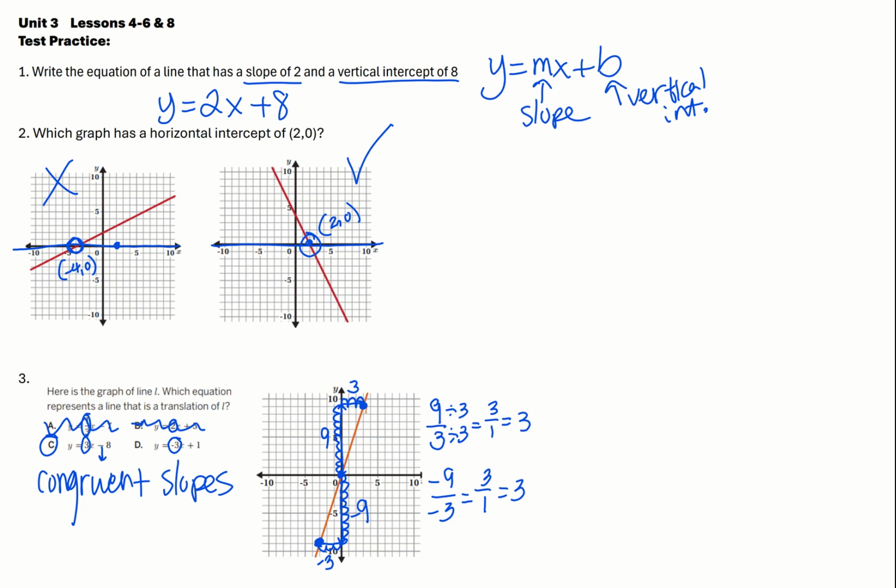It's down 8. And if I look at D, negative 3 is not the same as positive 3. We've seen negative lines. Those go down from left to right. My line is clearly going up from left to right. And so it is not a translation. Okay? So the only one that works is C, because that's the only one that has a congruent slope. It's just been translated down 8, and down because it's minus. All right, until next time, adios.